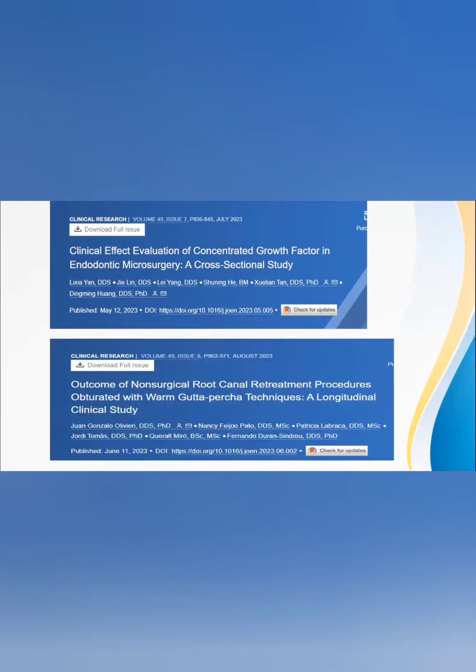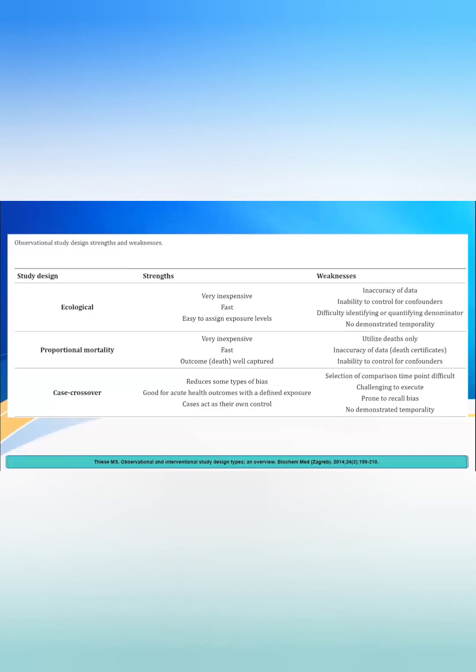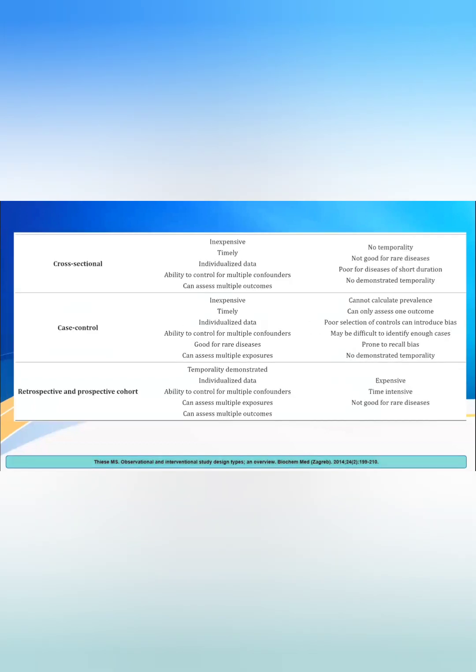This is an example of a longitudinal clinical study. In this, they assessed the outcome of non-surgical root canal retreatment procedures obturated with the warm gutta-percha technique. To summarize the observational studies, here I have tabulated the strengths and weaknesses of various studies.